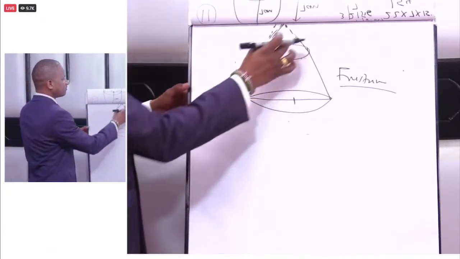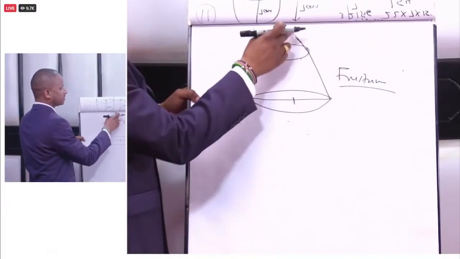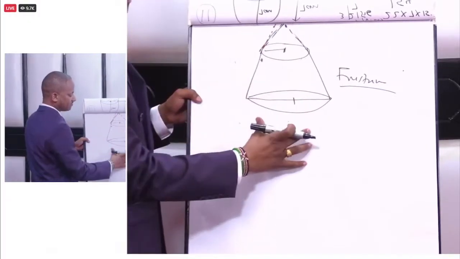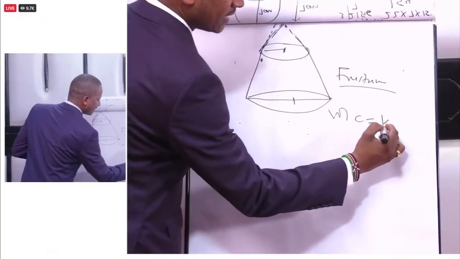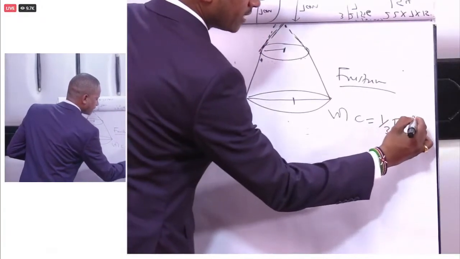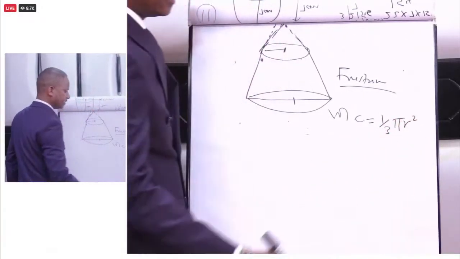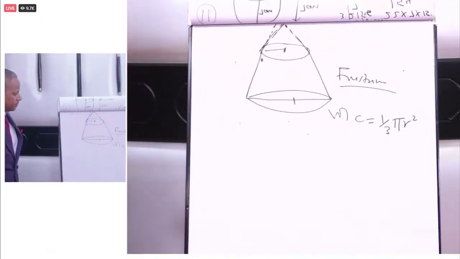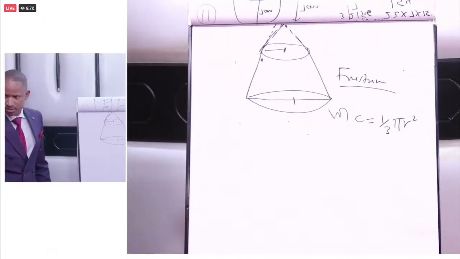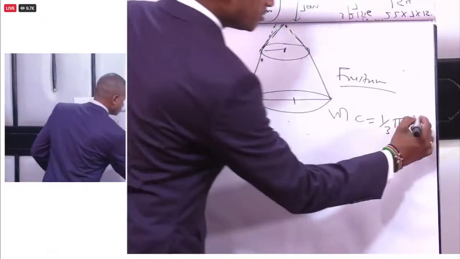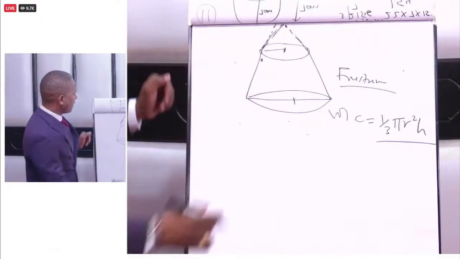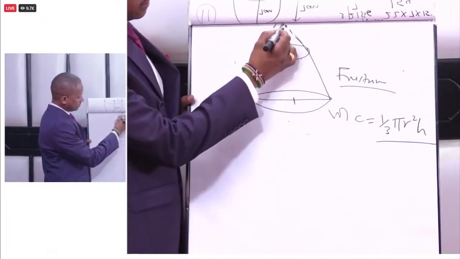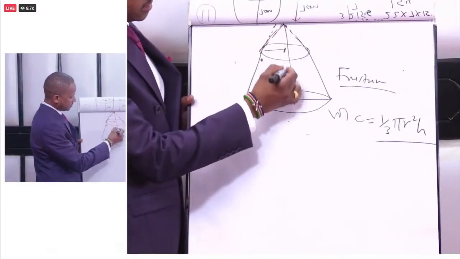So you get the volume of the larger cone minus the volume of the smaller cone. You will remain with the first term. So volume of a cone is given by a third pi r squared h. That is the volume of a cone, where height is from here to here. This is the height.